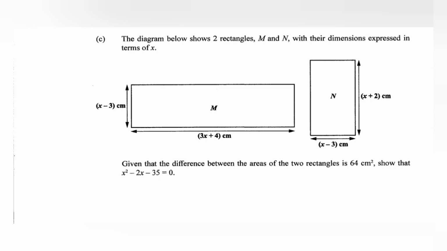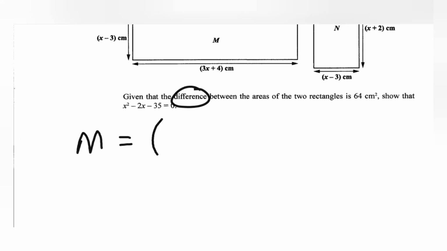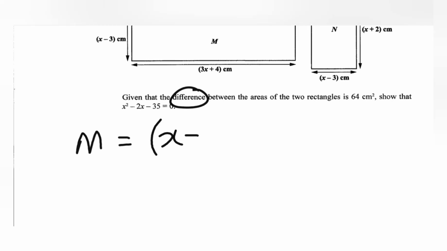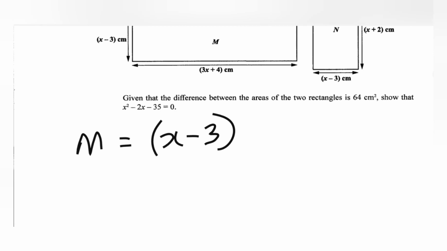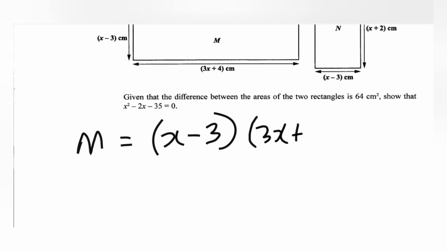The area of a rectangle is found by length times width, and we're going to do it for both rectangles. It says difference, which is this word here. So it means that we're going to subtract the area of N from the area of M. So let us find the area of M. It's going to be x minus 3 times 3x plus 4.